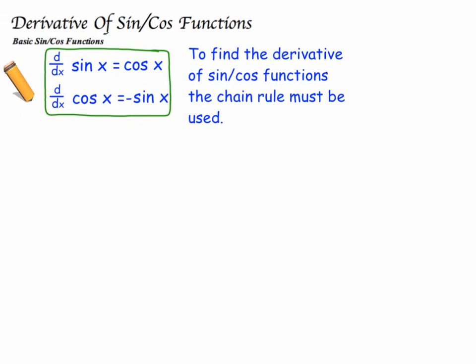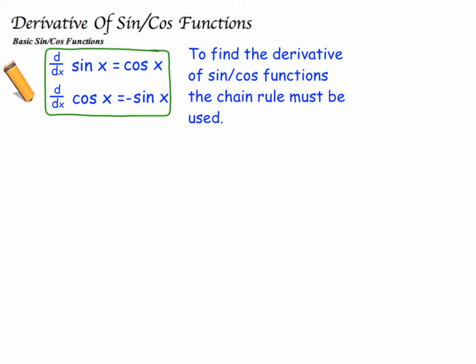Derivatives of sine and cosine functions. So the basic cosine and sine functions, if you're taking the derivative of them, the derivative of sine x equals cosine x, and the derivative of cosine x equals negative sine x. So you'll have to memorize those.